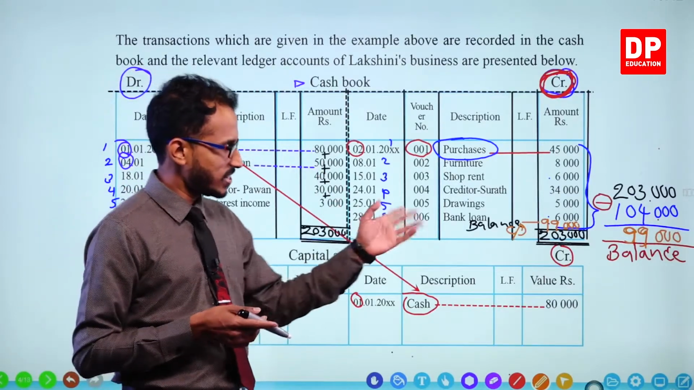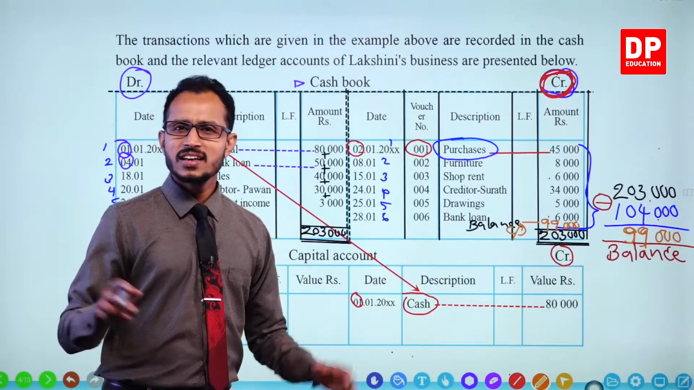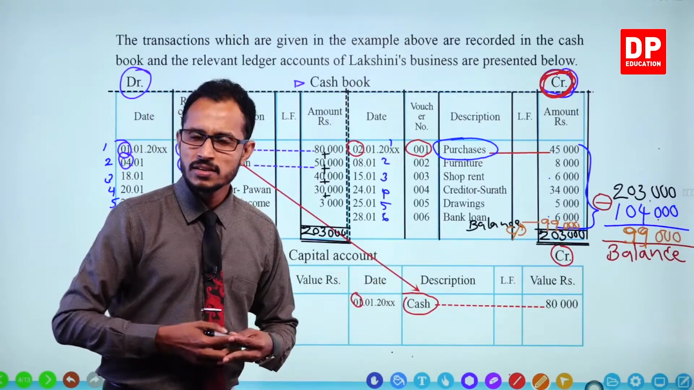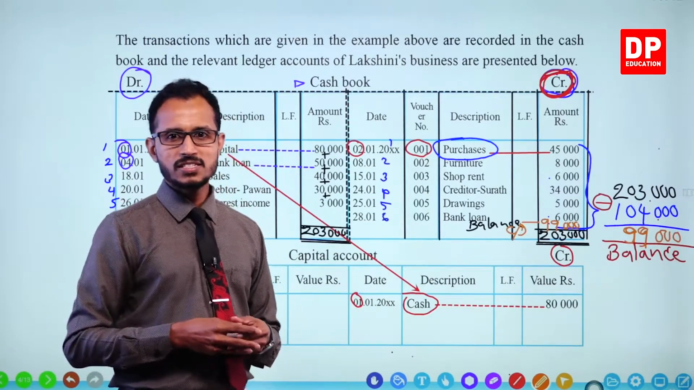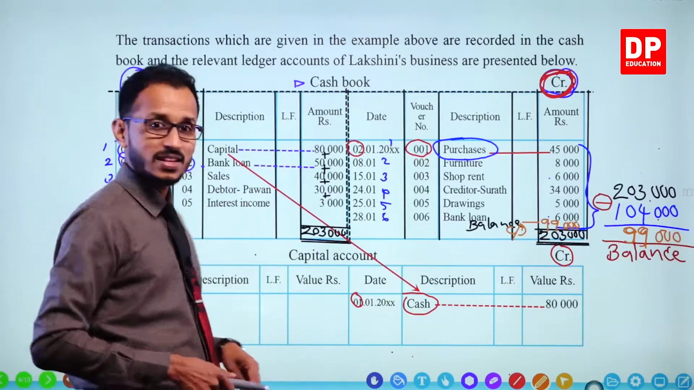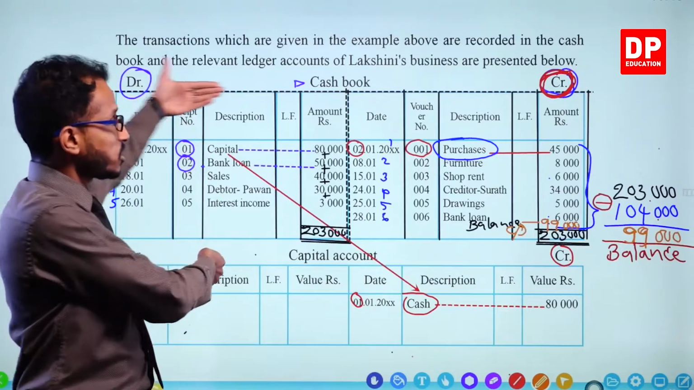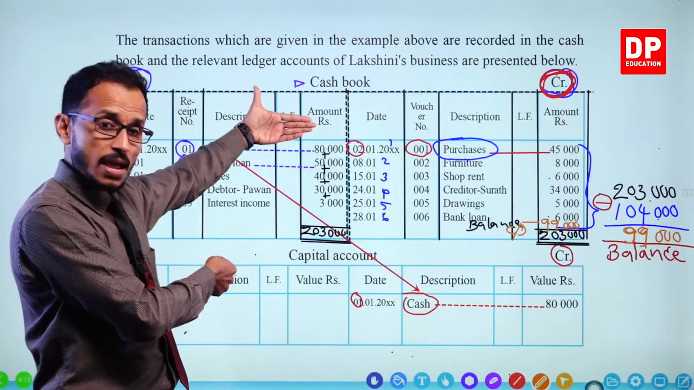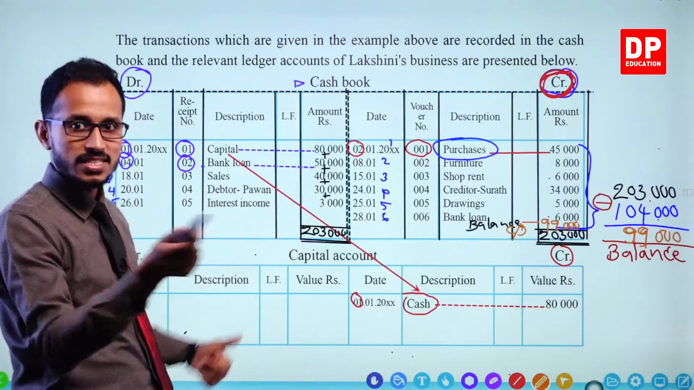Don't you want to know how this 99 is, how this balance is treated? Aren't you interested in knowing? I'll tell you. Maybe it will surprise you. I'll tell you this simply. Okay, children, in the cash book, the debit side has all the cash receivings, isn't it?